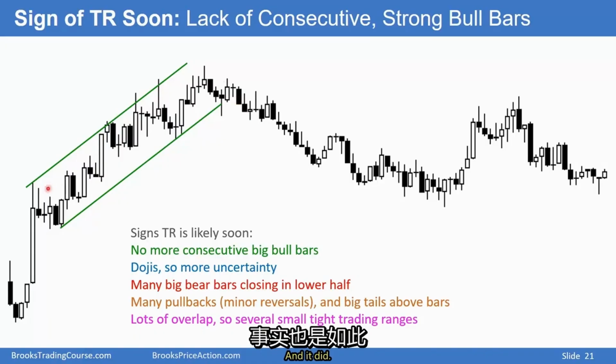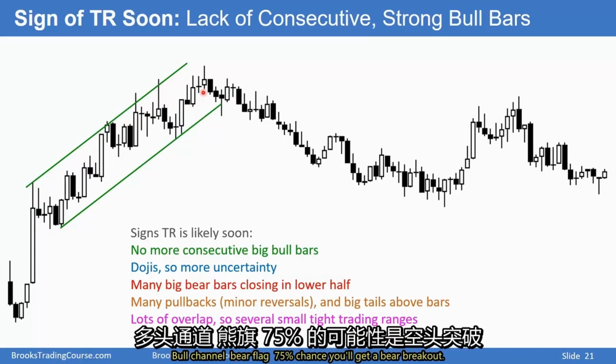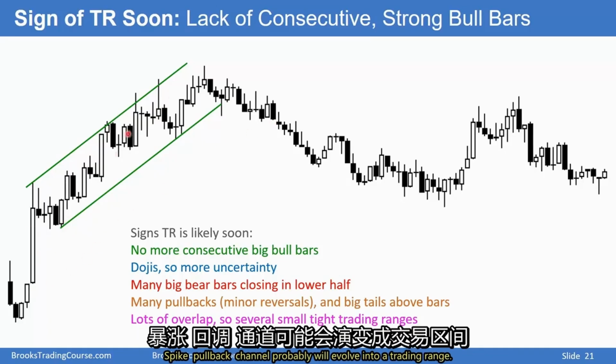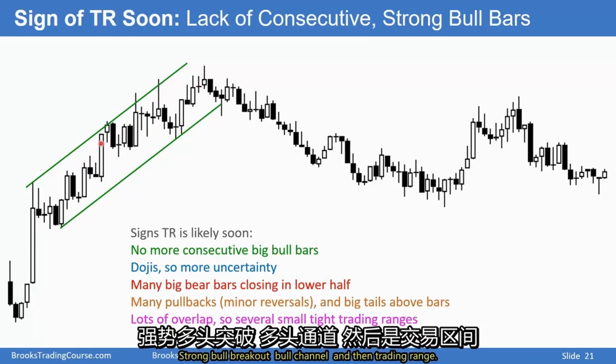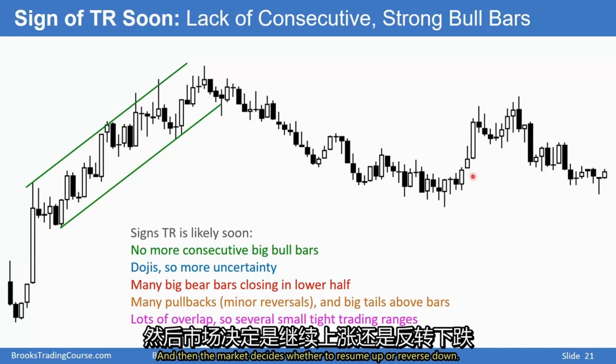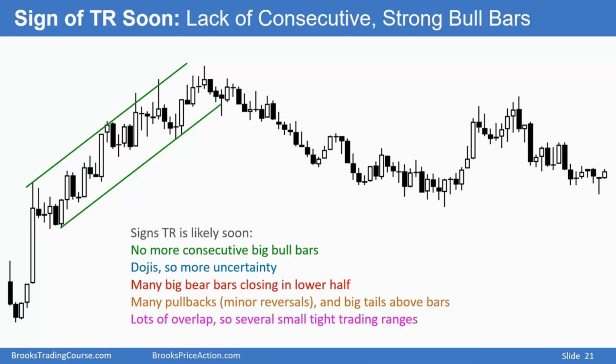And it did. Bull channel, bear flag, 75% chance you'll get a bear breakout. Spike pullback channel probably will evolve into a trading range. Market cycle. Strong bull breakout, bull channel, and then trading range. And then the market decides whether to resume up or reverse down.